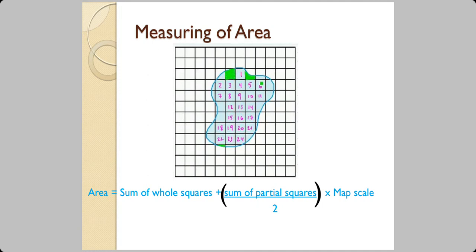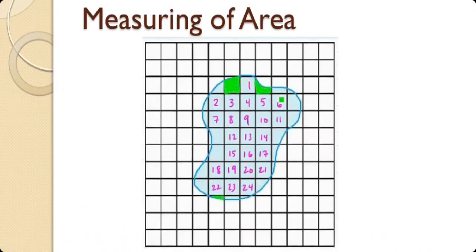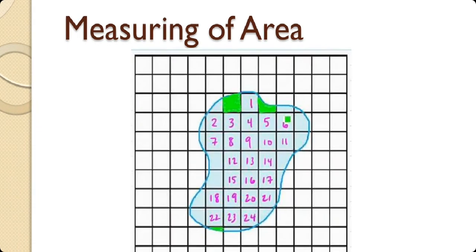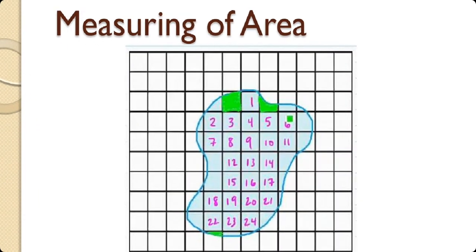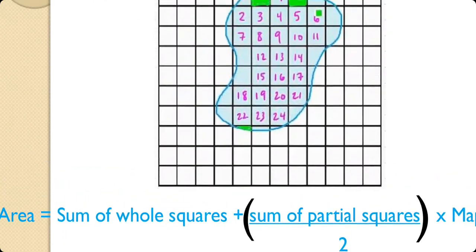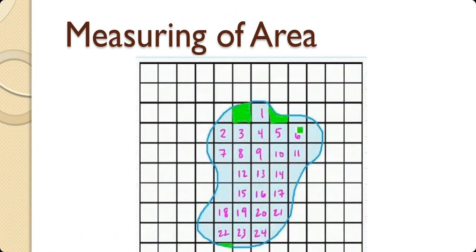Now in order to measure an area, you can easily do it on a map. The way it is done is, you count all the squares which are full, the sum of the whole squares. You count the whole squares. In this case, it has been done with purple color, and there are 24 whole squares. So you write that value 24 somewhere.